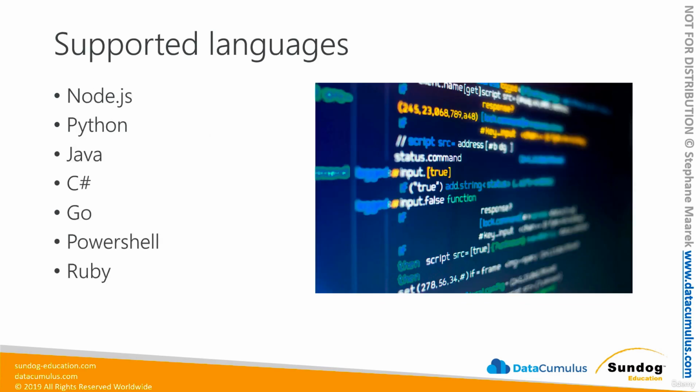Pretty much any language you want to develop in is supported by Lambda, which is great. Node.js, Python, Java, C#, Go, PowerShell, Ruby. So you can process data and do whatever you want with it in pretty much whatever language you want. And this is huge because it means that any system that has an interface in any of these languages is fair game for your Lambda code. So remember, Lambda is code, and with code, anything is possible.